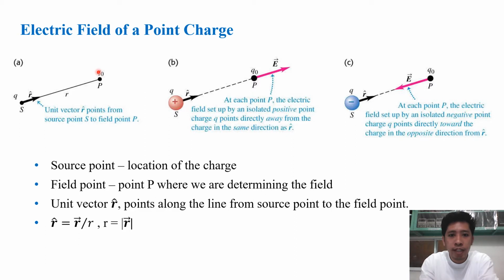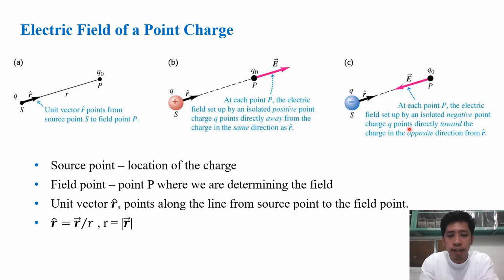Now, if you have an isolated positive point charge Q, the electric field points directly away from the charge, in the same direction as your r hat. So your electric field points radially outward. Your unit vector r hat also points radially outward.